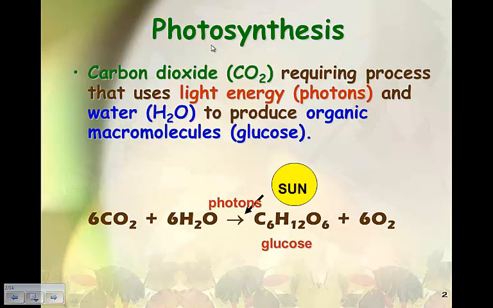Here's the formula. This is in words. Here it's written out, way easier to understand. So we're going to have 6 carbon dioxides plus 6 waters. We have photons from the sun, which are required for this reaction to happen. We're going to ultimately end up with glucose and 6 oxygens.